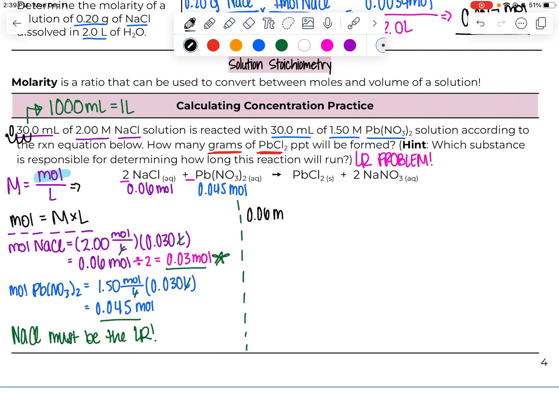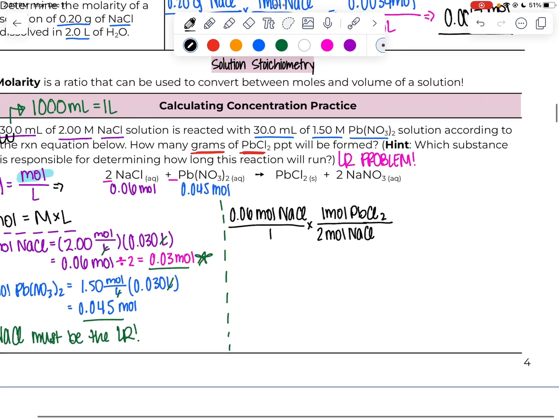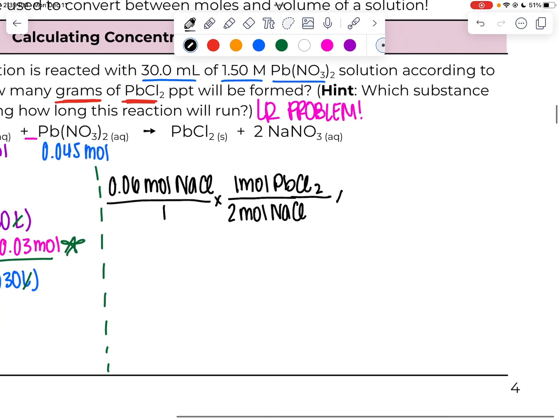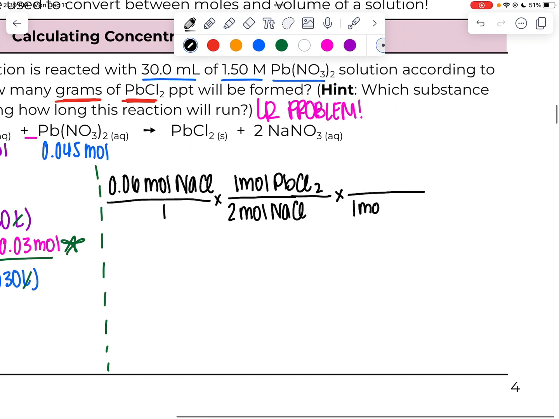I know that I'm starting with 0.06 moles of NaCl, right? That's my limiting reactant. How can I get from moles of one substance to grams of another? Well, I can consult my handy dandy mole map, and that tells me that I have to first compare in terms of moles, so I need to get my mole to mole ratio. In my chemical equation, for every 2 moles of NaCl I use, I'm going to make 1 mole of my lead chloride precipitate. Now to get from moles to mass, I use my molar mass.